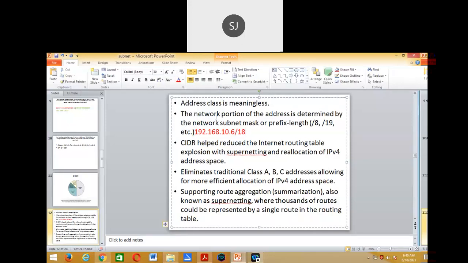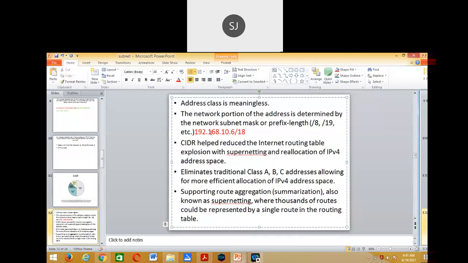See, it is given here. The network portion of the address is determined by the network subnet mask or prefix length. So here the prefix length is 18. So what does it indicate? The network portion of the address is determined by the prefix length, and it is 18. So try to understand this.